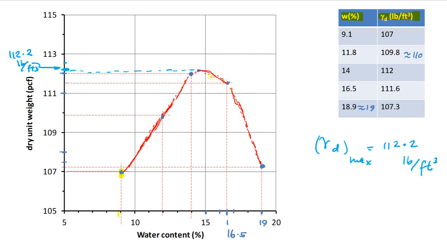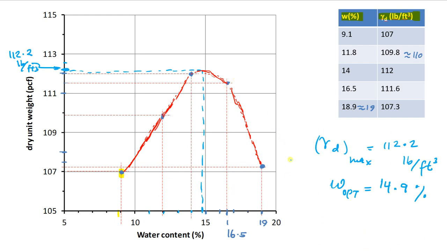And what is the optimum water content? From there draw a vertical line down. It's very close to 15%. So I can say optimum water content is maybe 14 point something. Remember, this is 11, 12, 13, 14. So this is almost 14.9%. So this is what we get from here: the maximum dry unit weight and optimum water content.